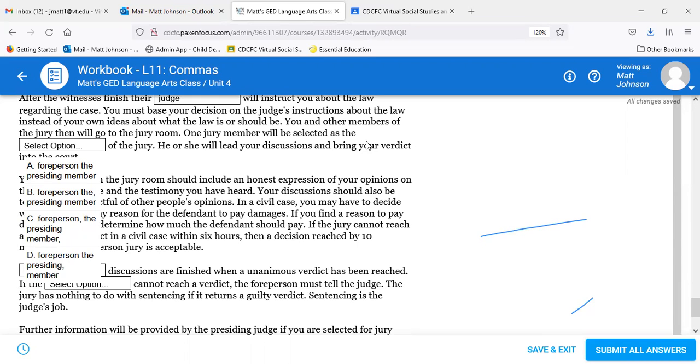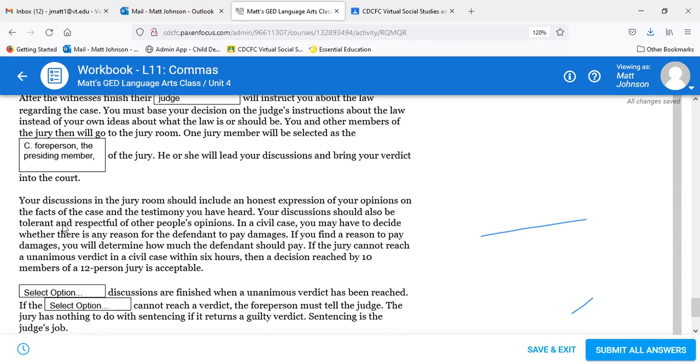Yep. So that's like an interrupting phrase at the end of a sentence where we're adding more information. Right, because we have a complete sentence without that little bit of additional information at the end.